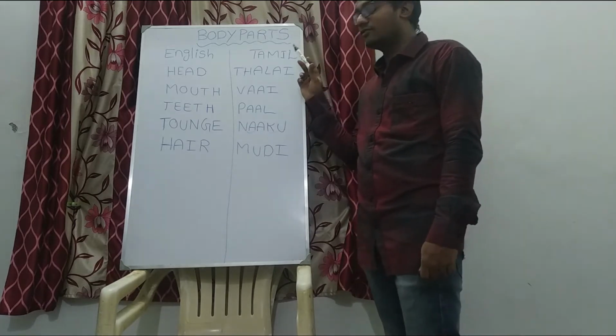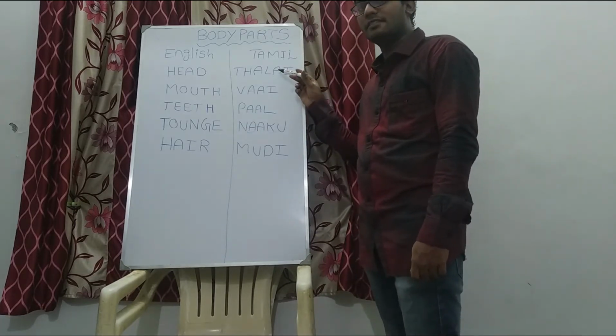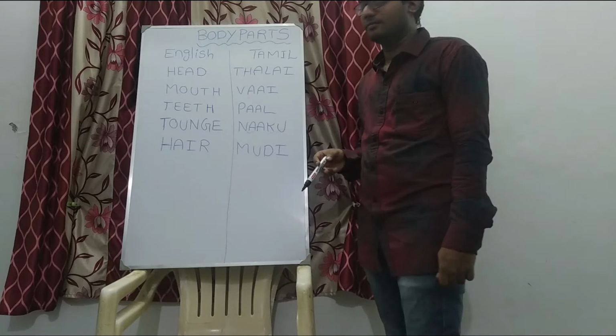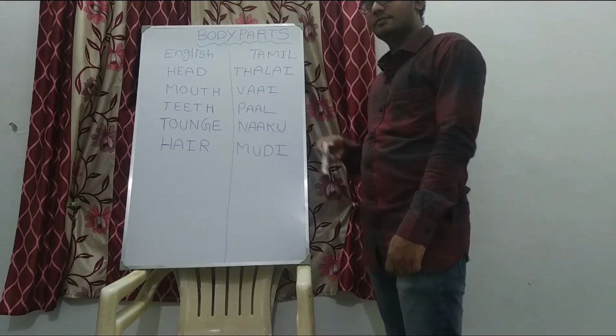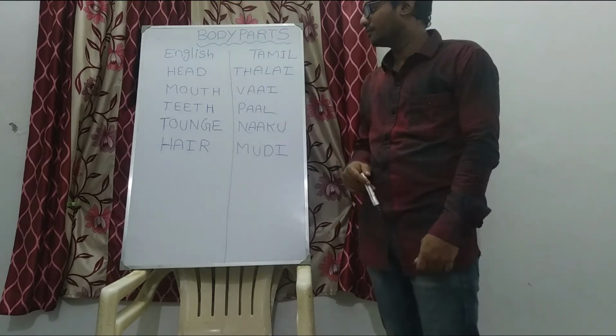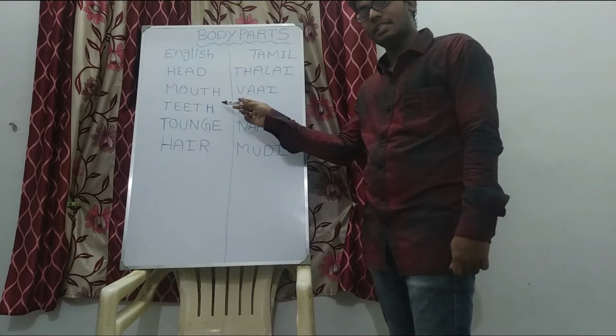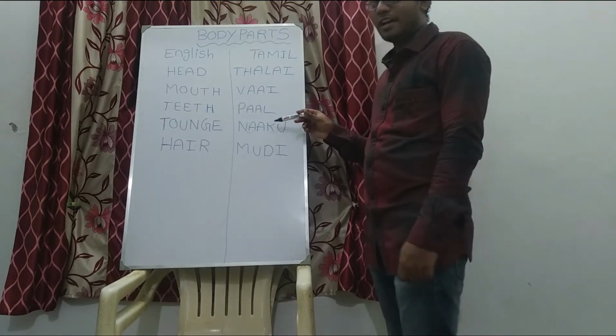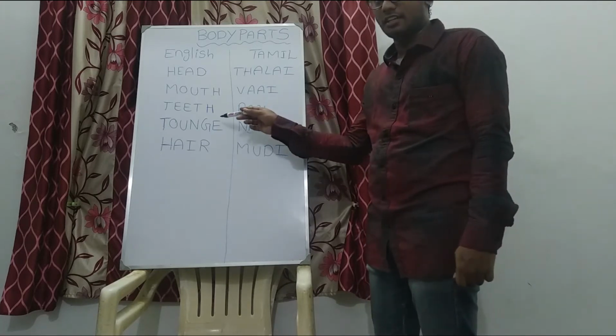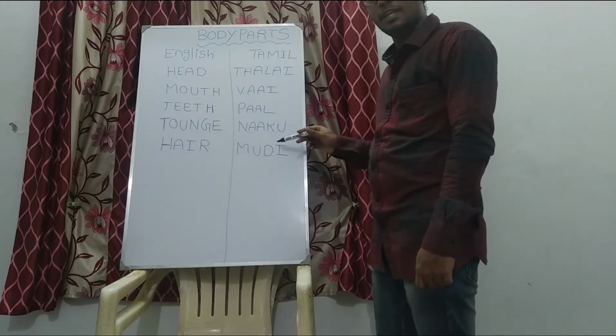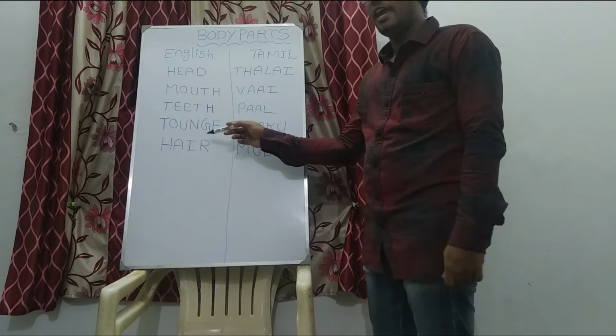So let's start from the beginning. Talai, head. Vai, mouth. Pal, teeth. Naku, tongue. And Mudi, hair.